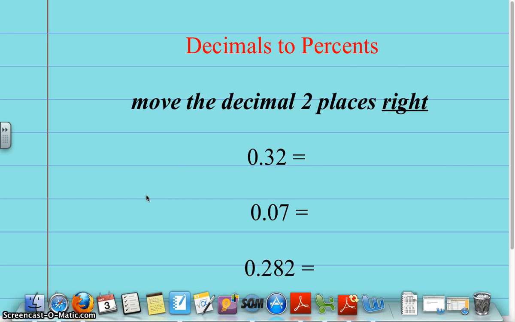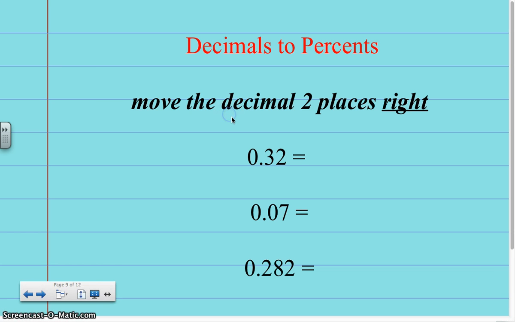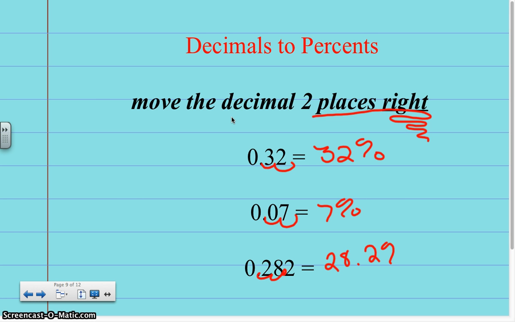The next concept we're learning about in 6.4 is converting from a decimal to a percent. Our goal is to move the decimal 2 places to the right. So 0.32 turns into, scoot it 2 over, 32%. 0.07, scoot it over, is 7%. 0.282, scoot it 1 and 2, 28.2%. That's another skill you really need to feel confident with.